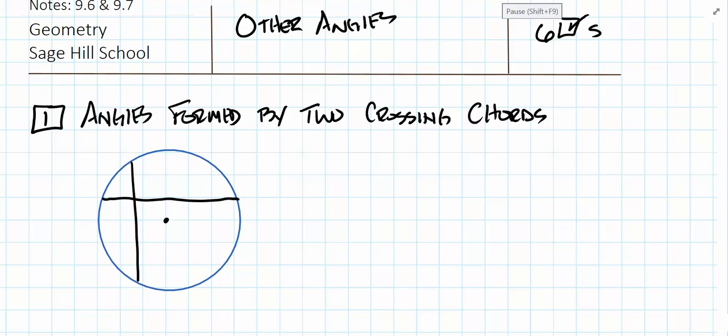That's right. Okay, this one's called Other Angles. It's 9.6. There's one tiny thing from 9.7. It's only one box, and we'll call it Other Angles for now. Okay, so here's the deal.